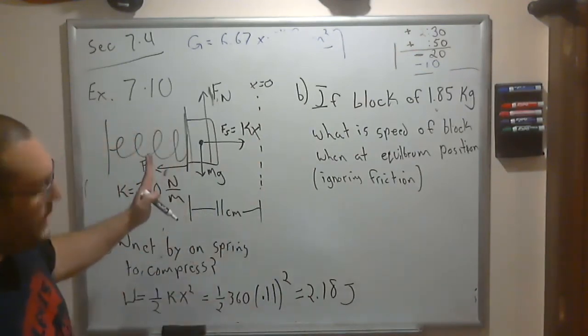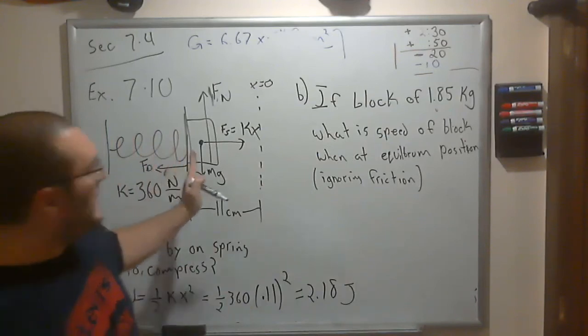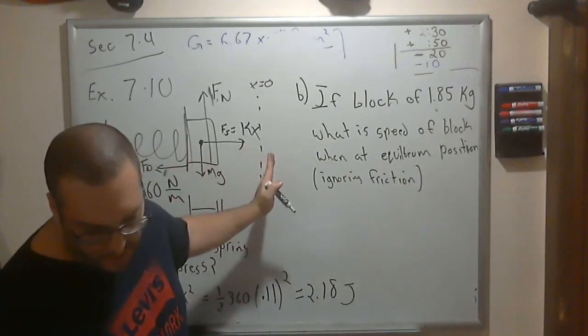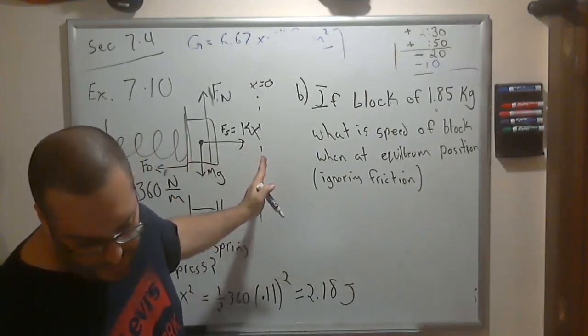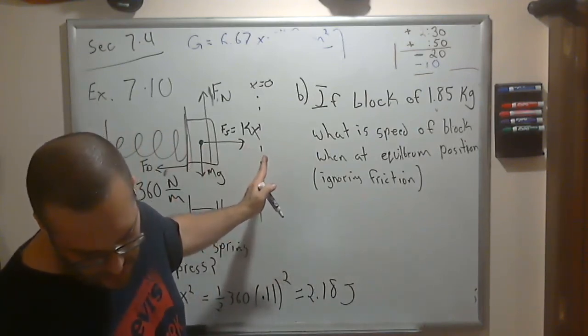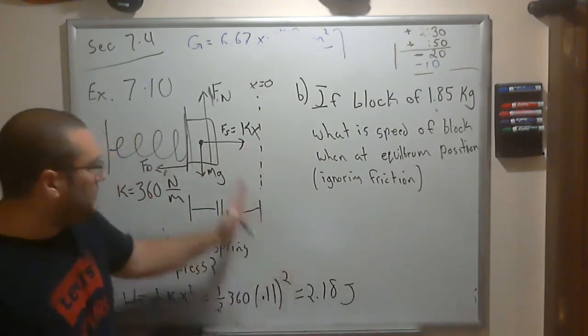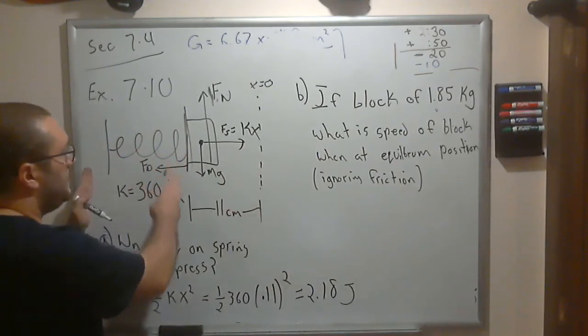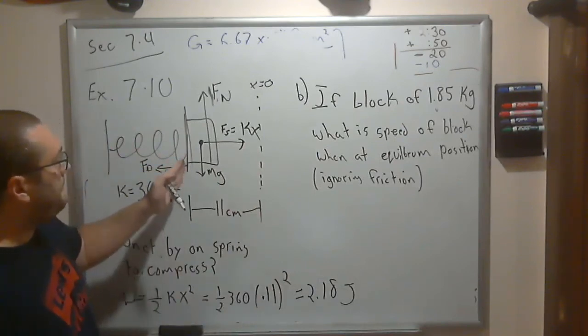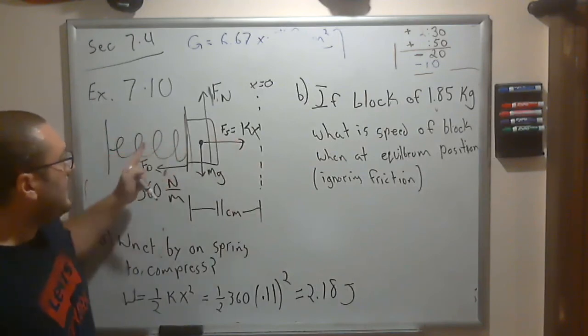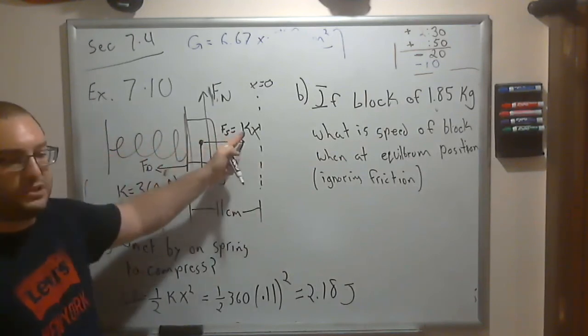So the spring does 2.18 joules of work when it gets back to its equilibrium position. If we did this much work to compress it, and then we release it, if we ignore friction, the only thing that does work on this block is the force due to the spring.